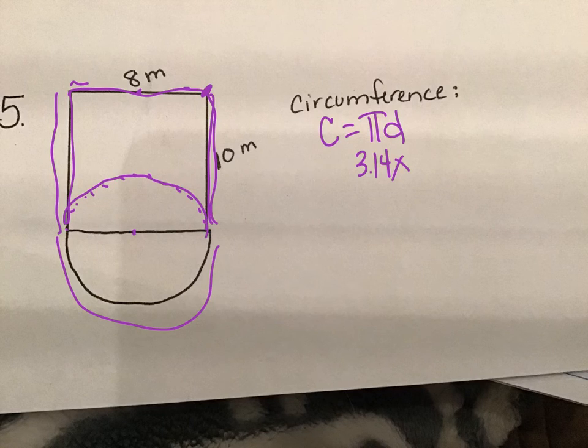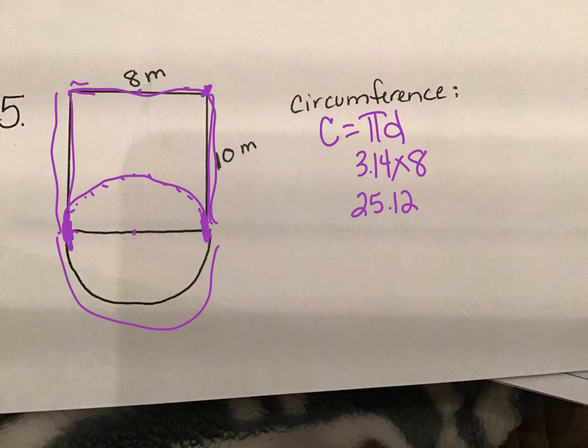Diameter is the distance all the way across, and somewhere on this diagram it shows me from here to here. Look around, look up. Oh, do you see that the distance from there to there is 8? So your diameter is 8. So go ahead and calculate that. So 3.14 times 8, and that answer is 25.12. That's if we went around the whole circle.